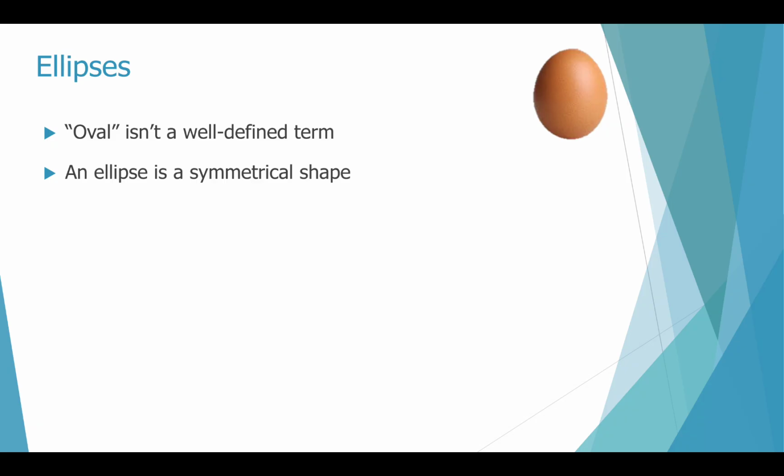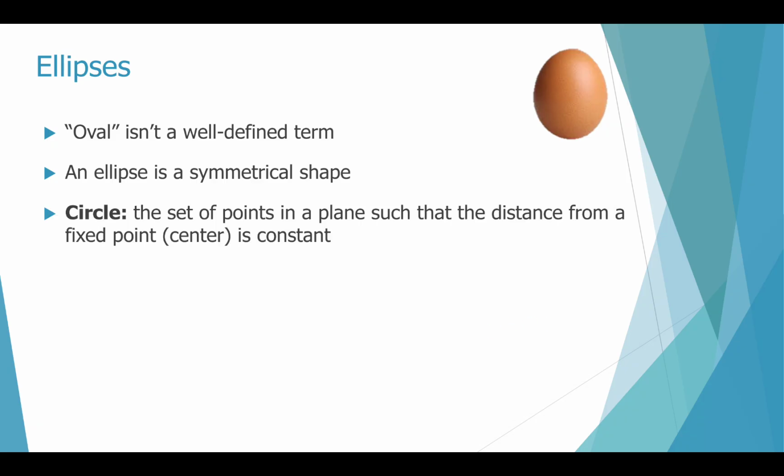So to be clear, oval can be an egg. Oval can also be very symmetric. Eggs aren't symmetric. They're just truly not. So there is some symmetry to them, but they don't hold that one end of the egg is as thick around as the other end. So it doesn't quite work. So an ellipse is symmetrical, though.